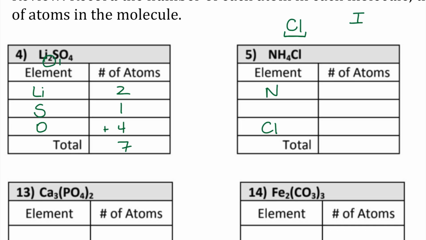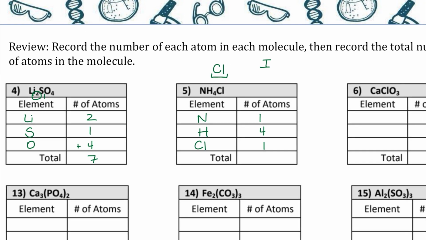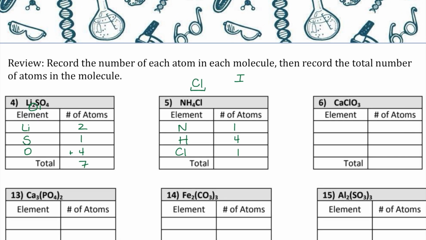So this one we have nitrogen, that's a capital, hydrogen, capital letter, and then that capital C with the l. So we have 1 nitrogen, 4 hydrogens, and there's 1 chlorine in this. Feel free to look at number 6 on your own.